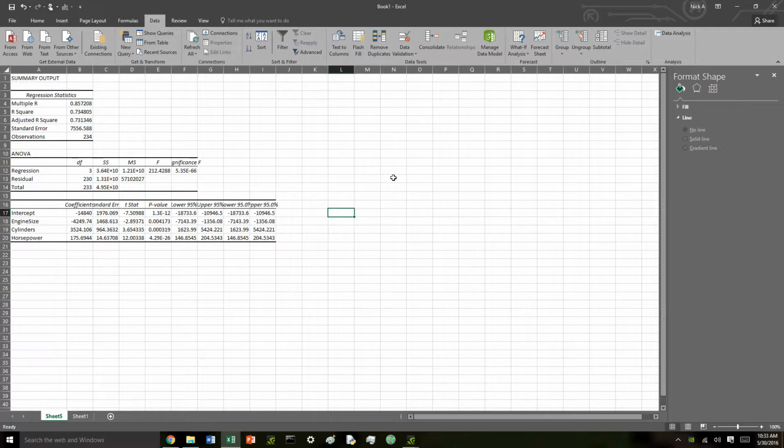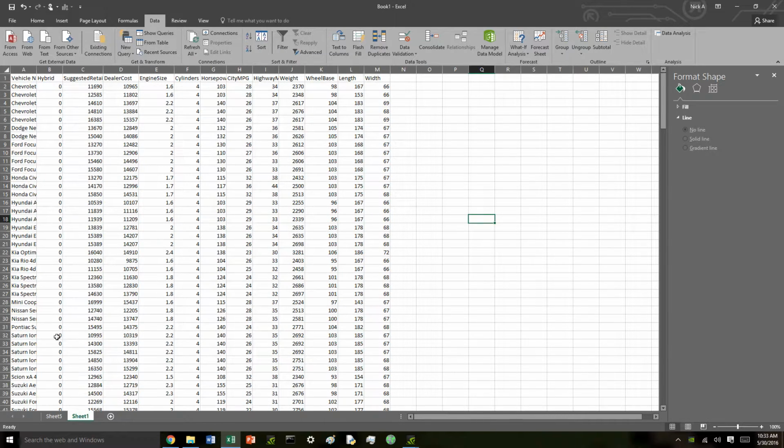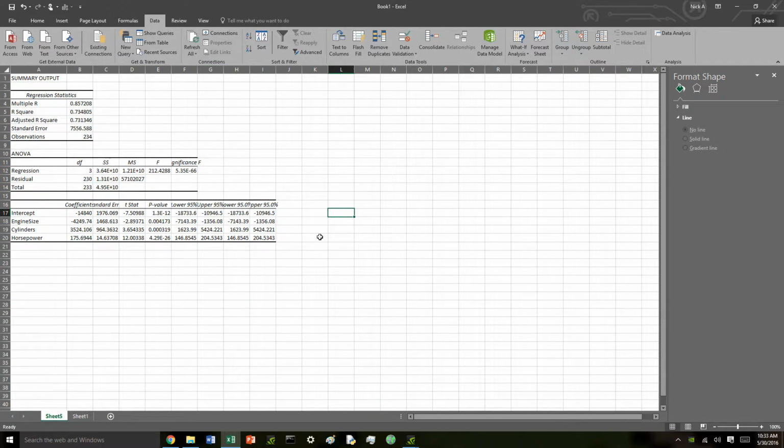Now we are learning how to use the regression table that we just created. So let's refresh our memory. We were predicting the cost, in dollars I guess, using these three variables: engine size, cylinders, and horsepower. So we go back there and look at a couple of numbers.